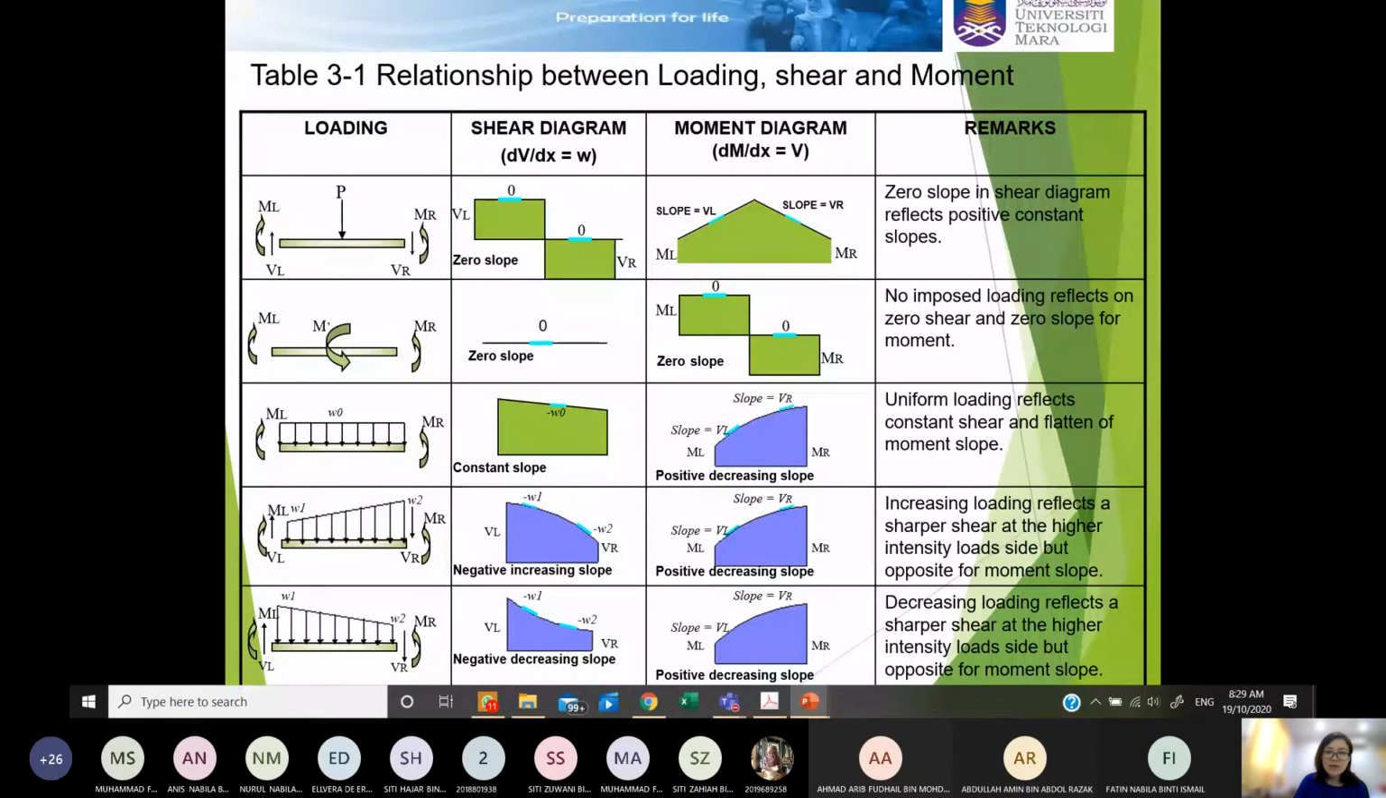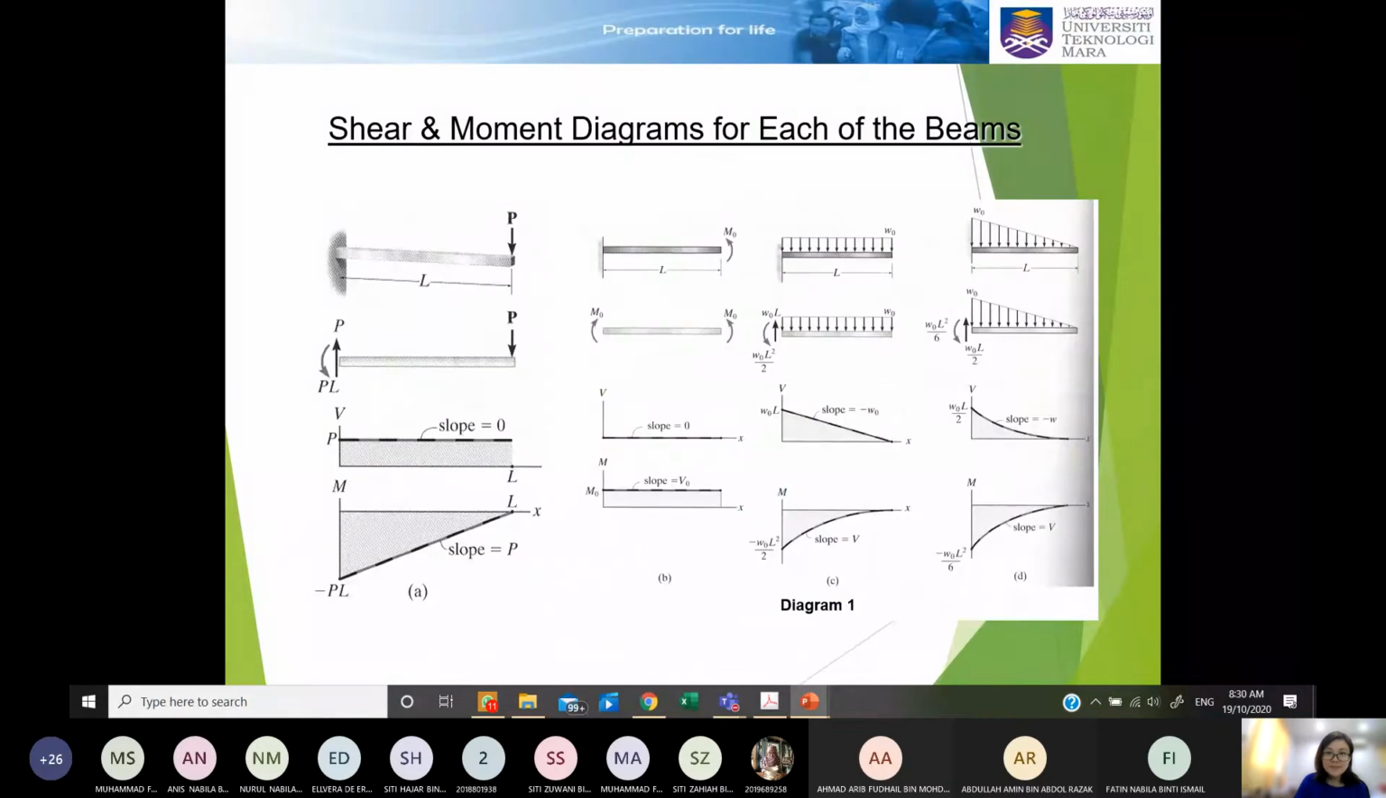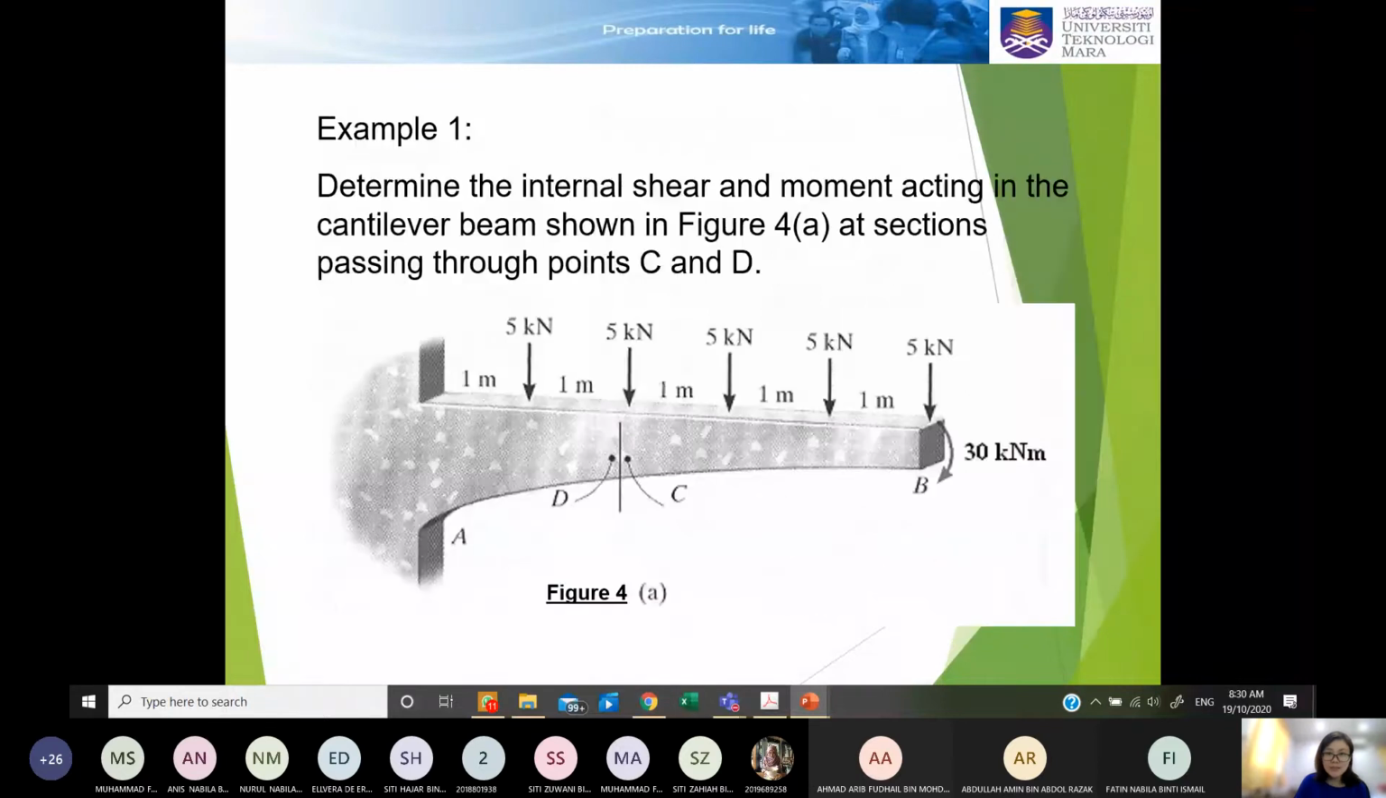Okay, this is a guideline to draw a bending moment diagram and shear force diagram. We will go back to these slides later. This slide as well. Okay, let's start with these examples.